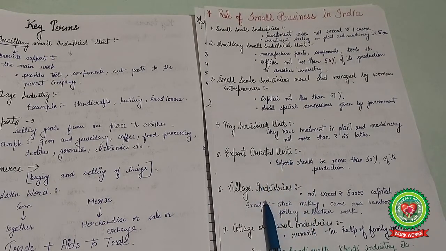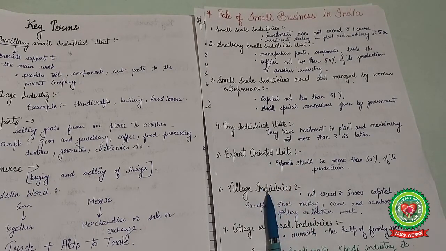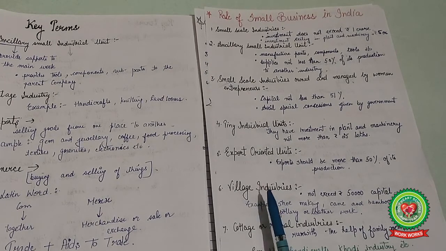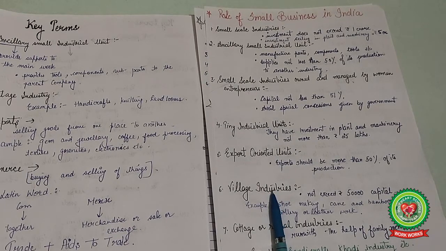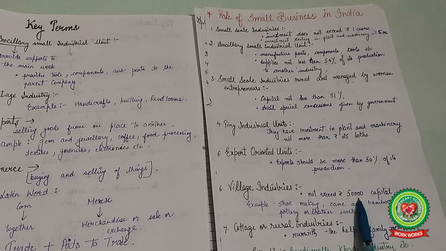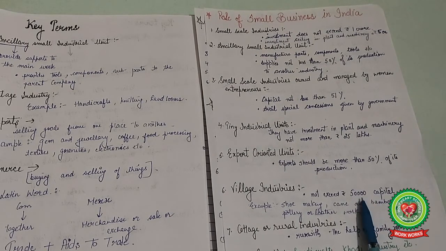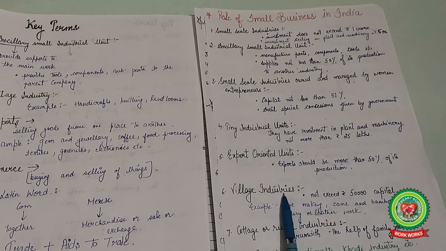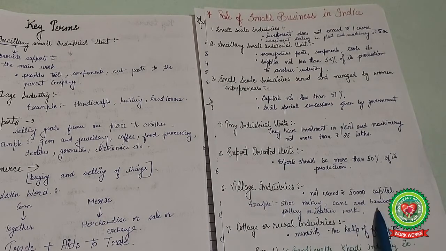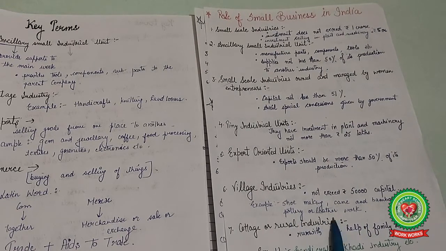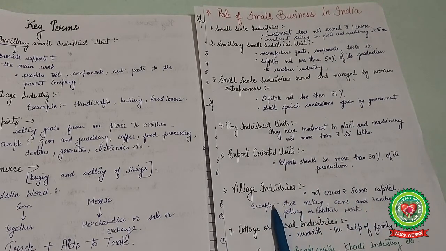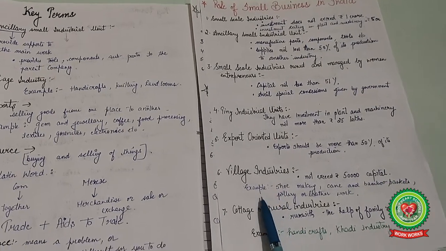Next one is the village industries. Village industries include those industries where the investment by the worker or by the person should not exceed rupees 50,000. So the investment in capital should not exceed rupees 50,000. Then it is known as a village industry. Village industries like shoemaking, cane and bamboo baskets, pottery or leather work are done in villages. That is included in the village industries.